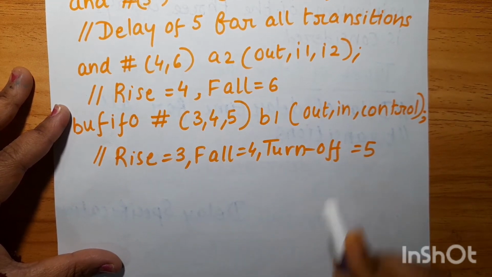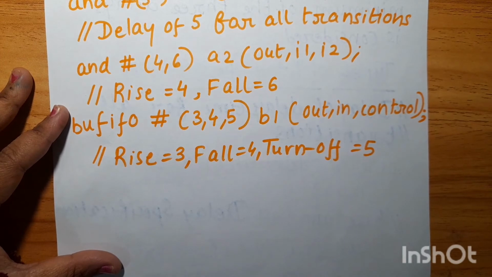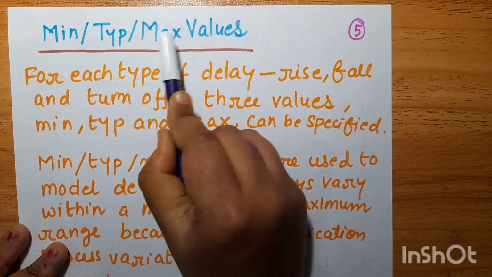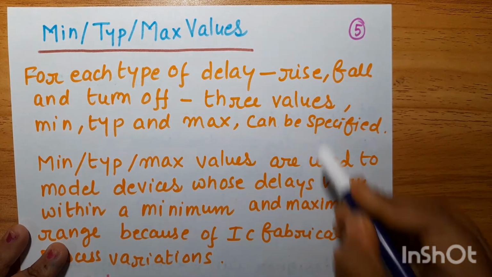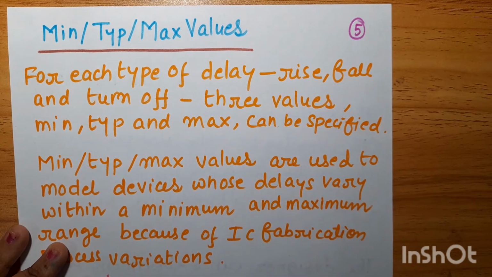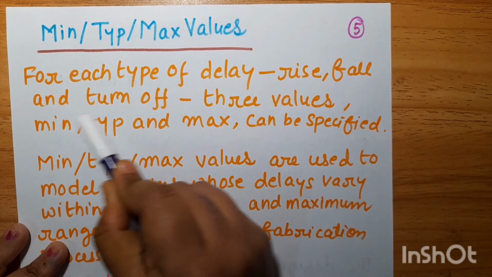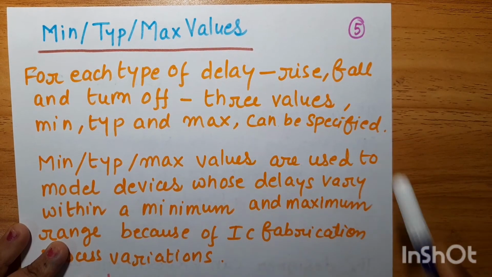Fall value 4 and the turn off value 5. 3, 4, 5. These are the 3 delays for the buffer. Minimum, typical, maximum values. So for each type of delay we discussed, that is the rise delay, fall delay and the turn off delay, for each of them I have the 3 values: minimum (MIN), typical (TYP), and maximum (MAX).